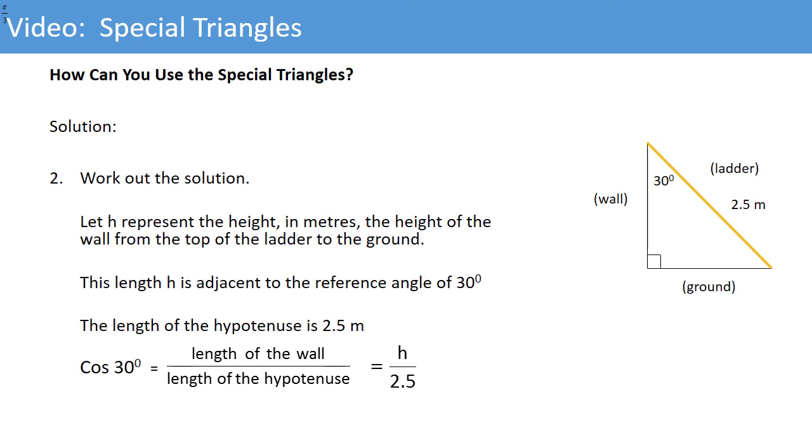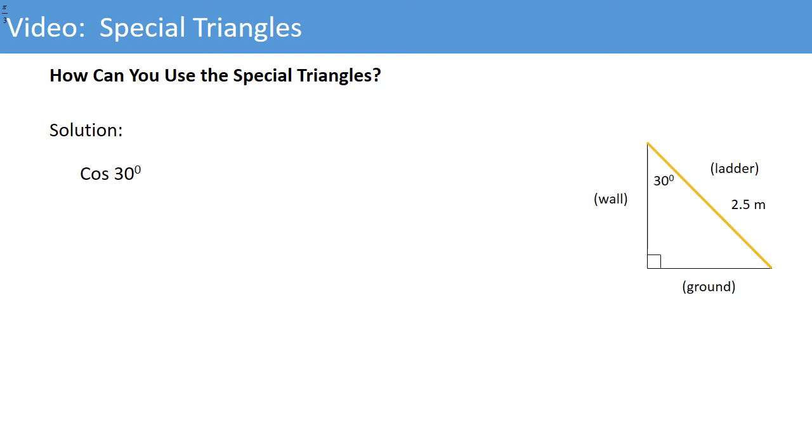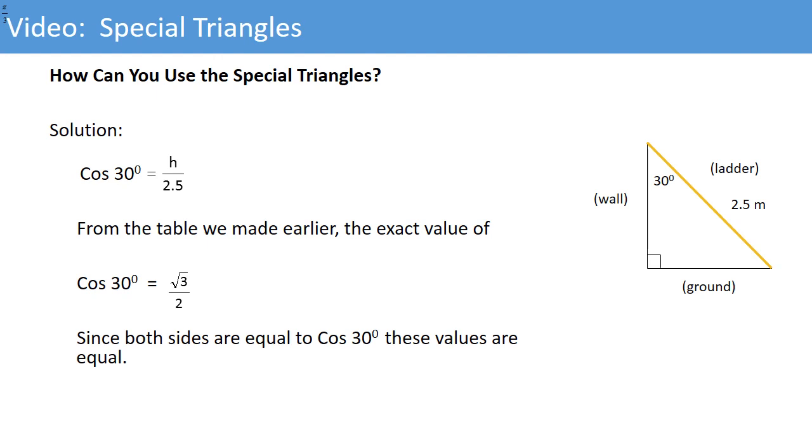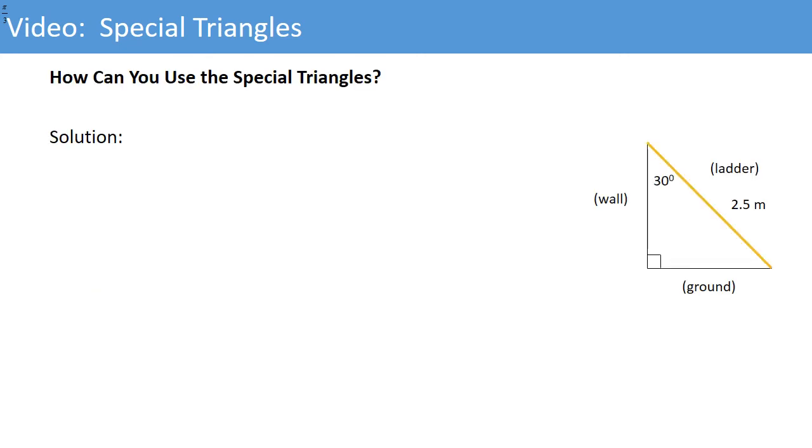which is h divided by 2.5. Now, continuing on, the cos of 30 degrees is equal to h divided by 2.5. But we also know from the table the exact value of cos of 30 degrees is square root 3 over 2. We can now make the statement that h over 2.5 is equal to square root 3 over 2.